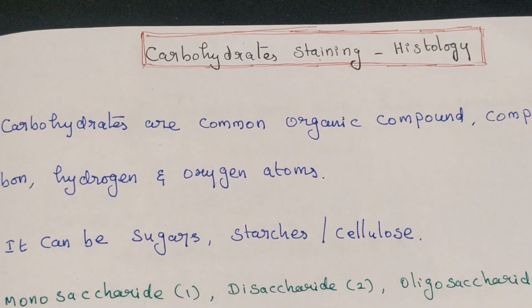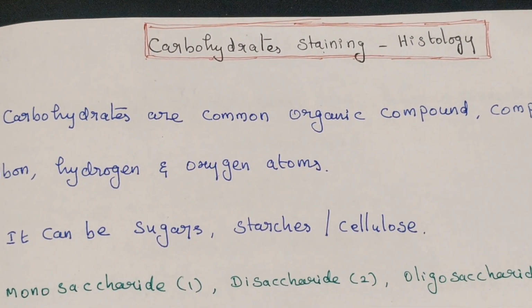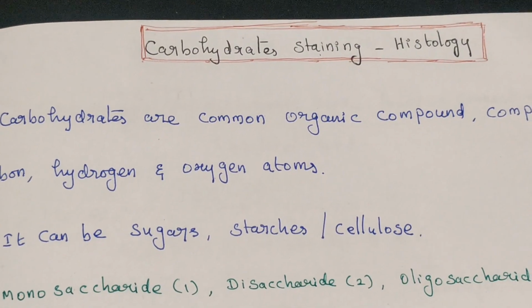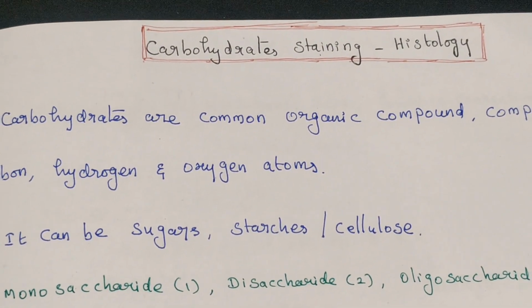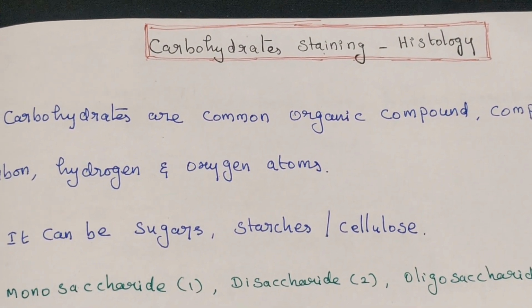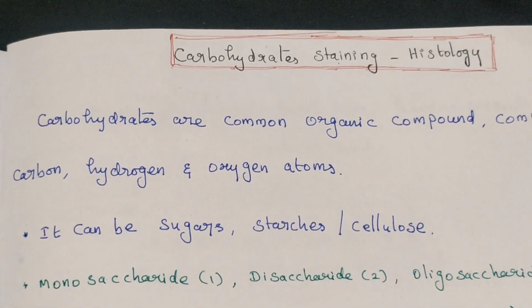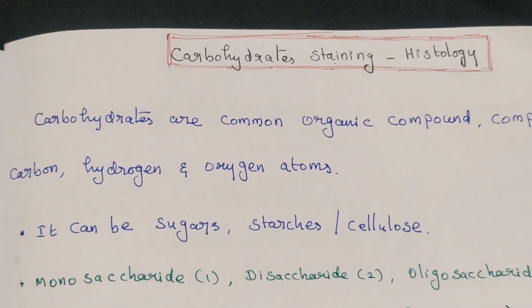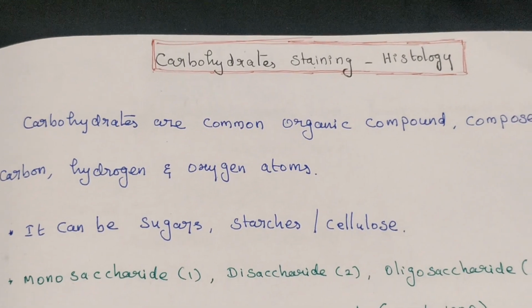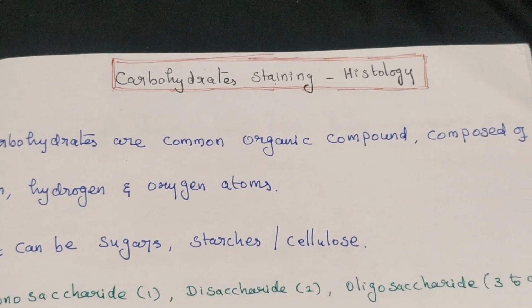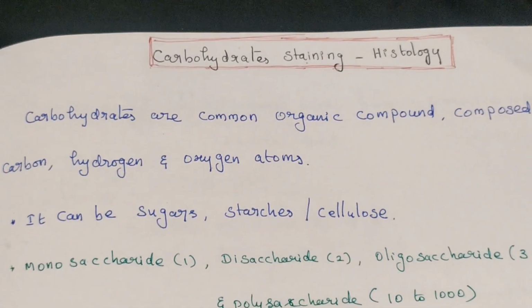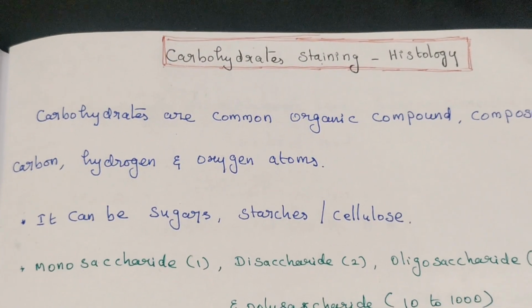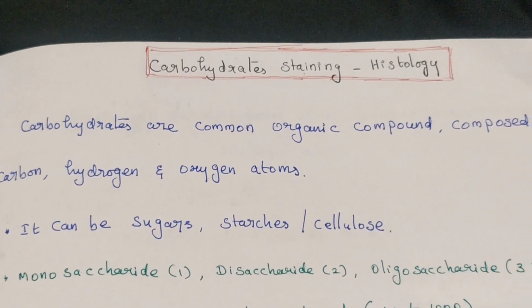In this video, we are going to be discussing the staining of carbohydrate in the histopathology laboratory. First, let's discuss what carbohydrates are and their function. Carbohydrates are organic components composed of carbon, hydrogen and oxygen.